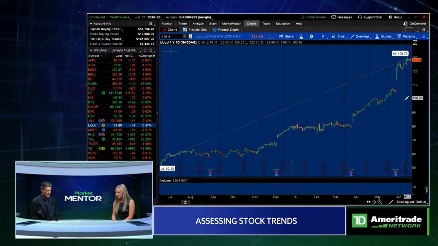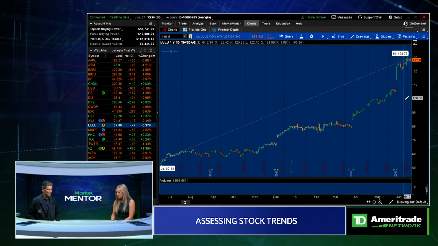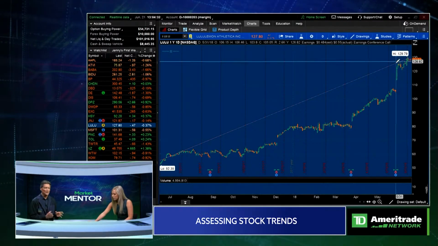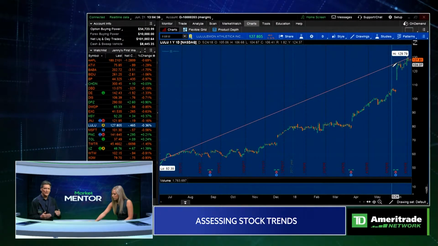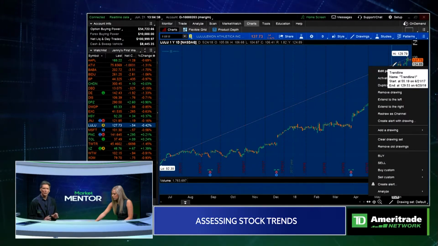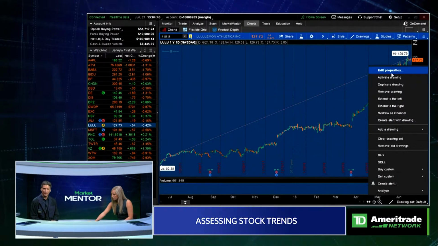Okay, so tell you what, let's go ahead and get rid of that trend line. Now that we've determined the actual trend, what we're going to do is add a study to it, to see if we can get a little bit more information. And what we're going to look at is a simple moving average.